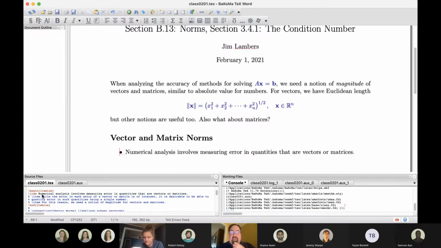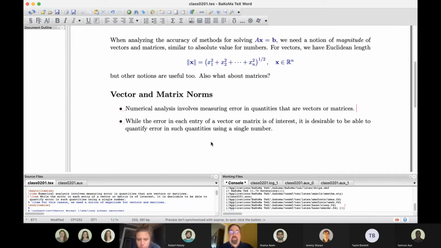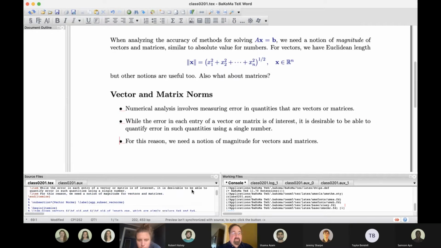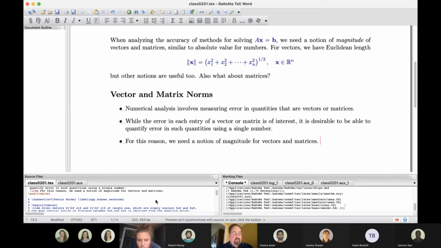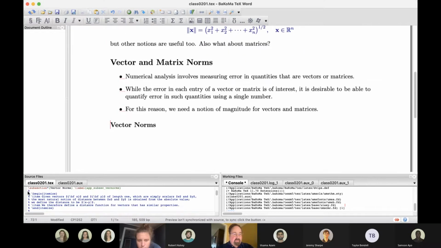Okay, so as I said, we need to be able to measure error wherever quantities involved are vectors or matrices, and we want to be able to have one number that describes it. Even though a vector or matrix has several components, and we can always look at the error in each component, we want to be able to look at the size of a vector or matrix as a whole. So first we're going to do vectors, and then we'll generalize that to matrices.